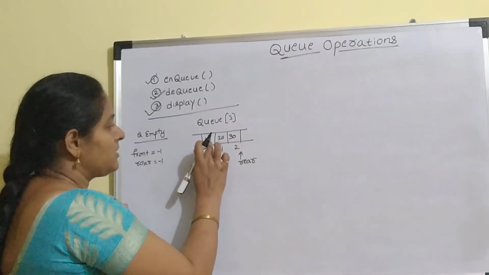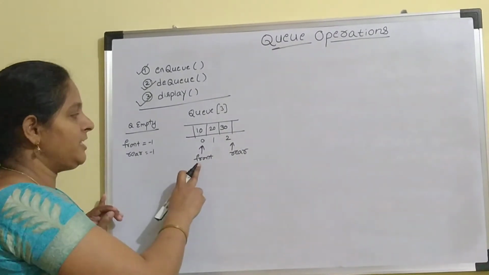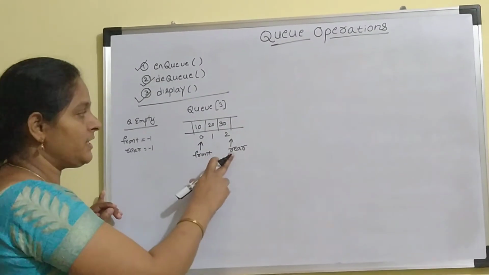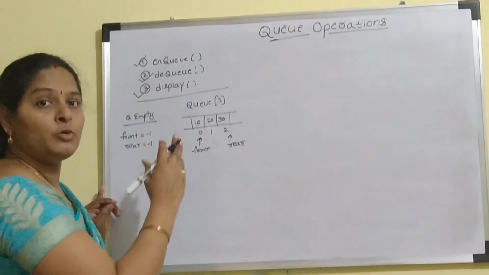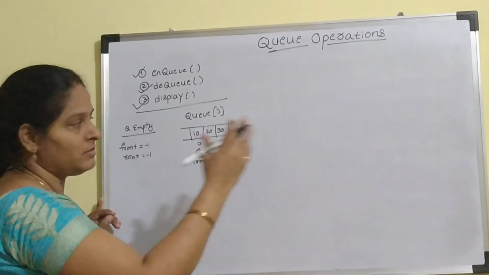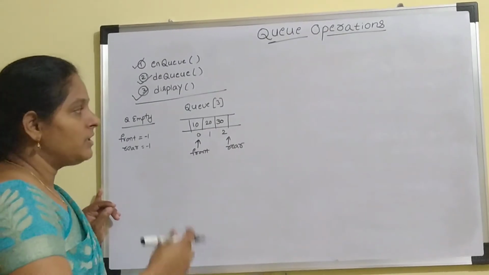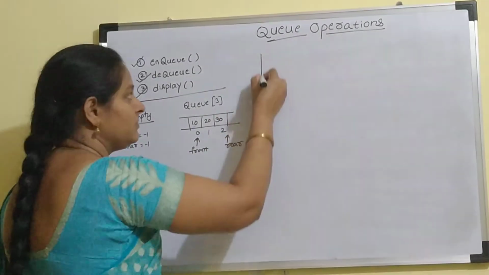Now see the display function. See the same example. Here the front is in the first position and rear is in the second position. Now our queue contains 3 elements. I want to print all these 3 elements on the screen. Okay, let us see the display function.